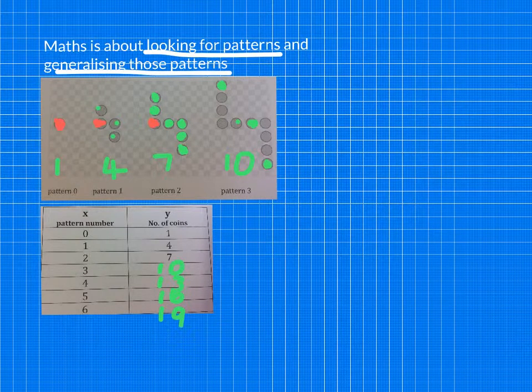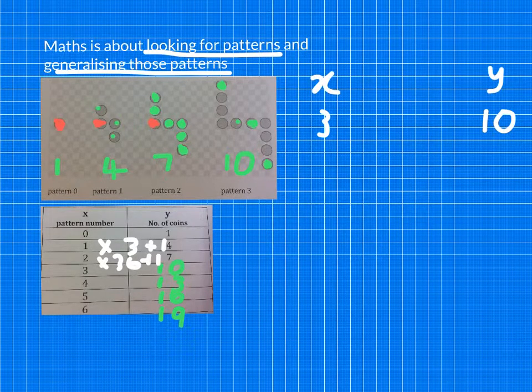Because the number pattern is going up in 3s, it's a bit like having the 3 times table. So 1 times 3 would be 3, 2 times 3 would be 6, etc. But if you actually look at the number pattern, we have 1 times 3 is equal to 3, and to get the number of coins, we have to add another 1. For pattern number 2, 2 times 3 is 6, and then we have to add another 1 to make 7.